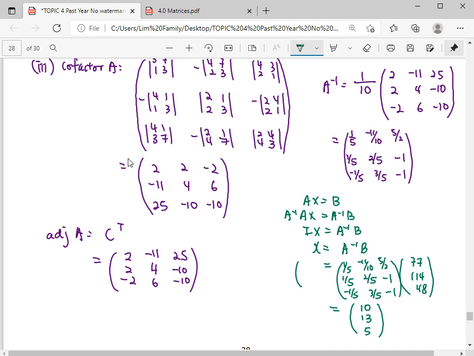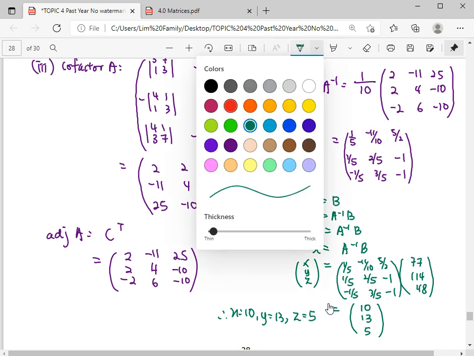Okay, so this is the unknown X, Y, Z here. Put in our matrix, our unknown matrix X, Y, Z, our inverse matrix, which is this, and our matrix B. So from here we can read out our answer. X is 10, and then Y is 13, and then Z is 5. Okay, so we're going to finish it.